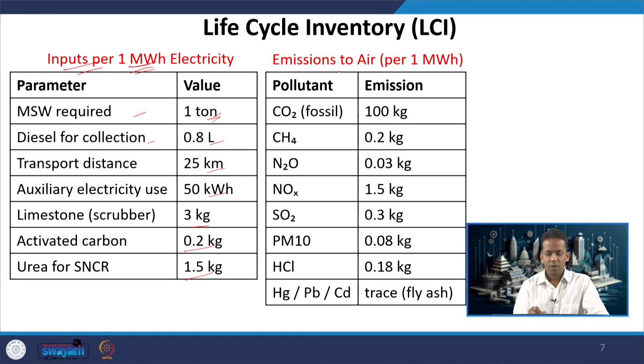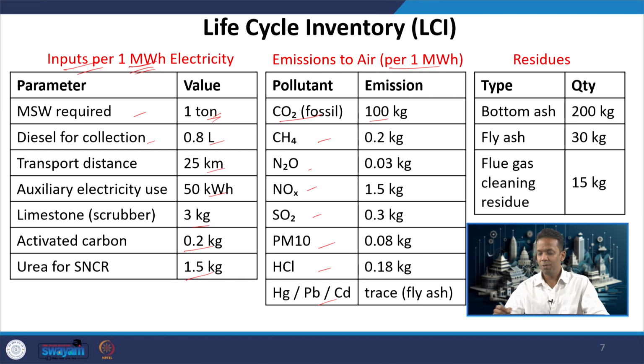Then on the emissions side, emissions to air per 1 megawatt hour. If we take the flue gas and do the composition analysis, we can obtain this data. Here, let us say for CO2, fossil is 100 kg, like this is the CO2 which is coming from the fossil part of the entire system. If there is any biomass in the MSW, maybe that CO2 is not accounted here, but burning of paper, plastic, cardboard, all those things would be included here. Methane, N2O, these are greenhouse gases. Then here NOx, SOx, PM10, HCl, mercury are in traces in the fly ash. So, those are on the emissions side inventory.